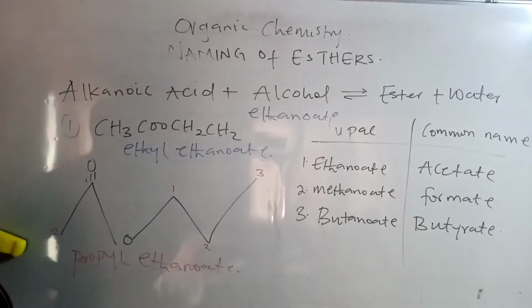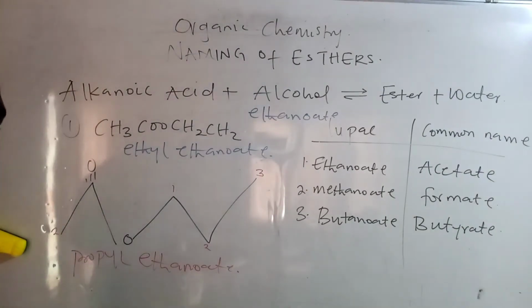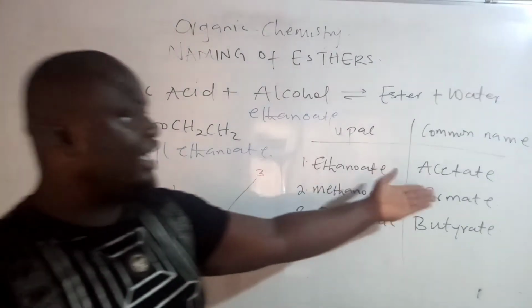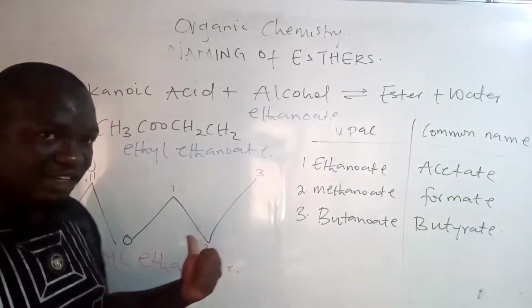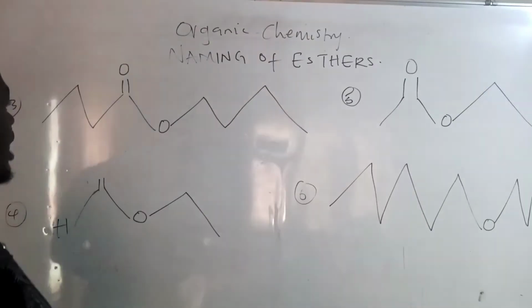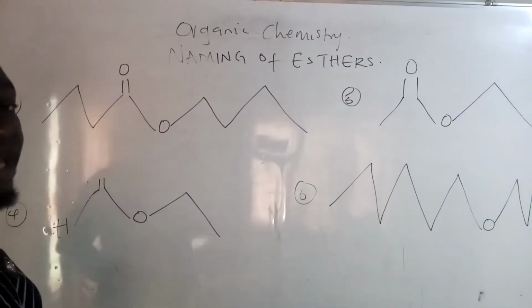Propyl ethanoate. Then what is the common name? The common name is propyl acetate. Be very conversant with this, please. We have this structure for you to name it.